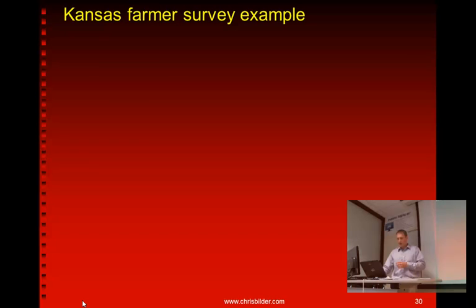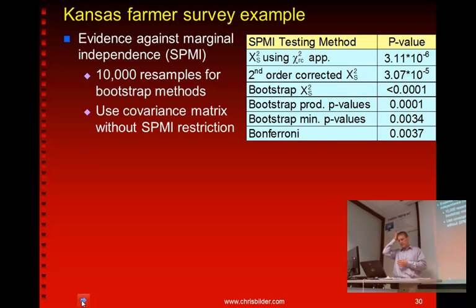Other approaches, let's get to the actual data. So I took 10,000 resamples here. And we can just focus on the Bootstrap approaches. We can see that all of them have good evidence against SPMI. So we reject SPMI here.